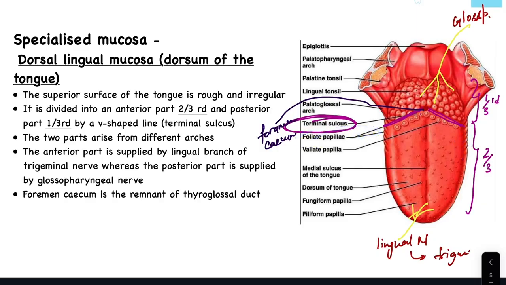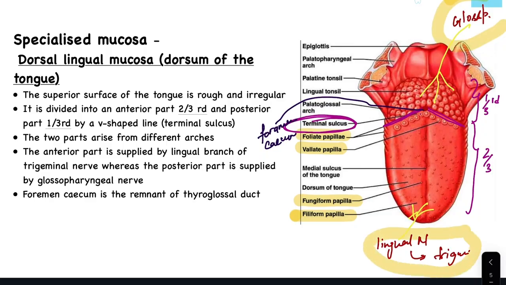Then we have this median sulcus of the tongue. And then on the entire surface of the tongue, these rough structures are made up of fungiform and filiform papillae. There are four types of papillae. We have circumvallate papillae, foliate papillae, fungiform papillae, and filiform papillae. So these are all the structures, and the nerve supply we already saw.